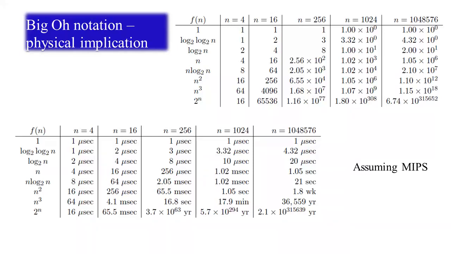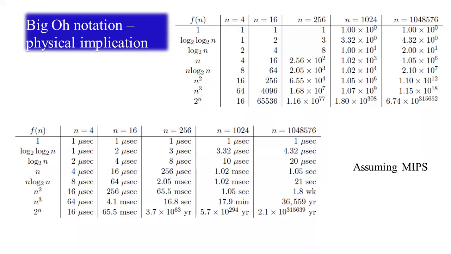Because you see here, 2 power n, if n is 2 power 20, then the complexity is 6.74 into 10 power, a very, very huge value. Now suppose you assume that you have a processor, a computer, a machine which can execute a million instructions per second. That's what we abbreviate as MIPS. So if I assume a million instructions per second, how much time does the machine take to complete these sets of operations? That is the second table at the bottom.